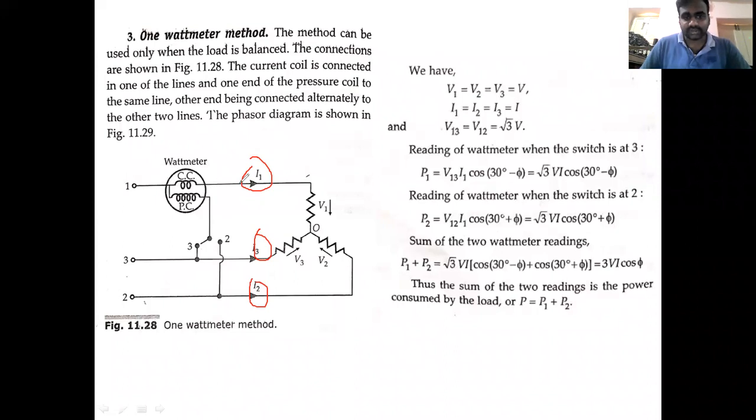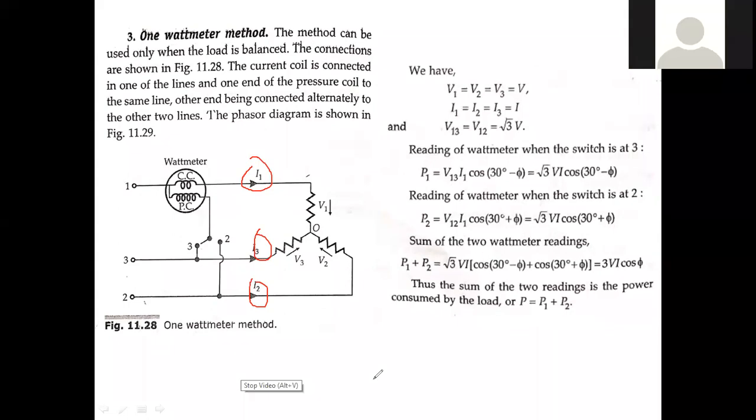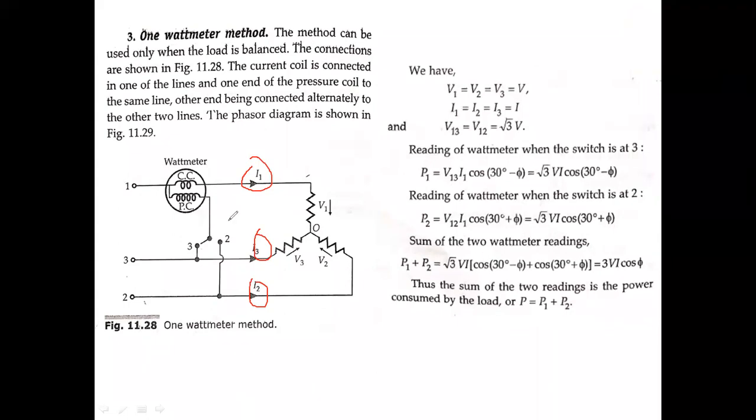Where we connected the wattmeter, the current coil is connected in series to the line, and the pressure coil is connected in parallel to the line. See here, the pressure coil is connected in a different manner: it is connected with the help of a switch.